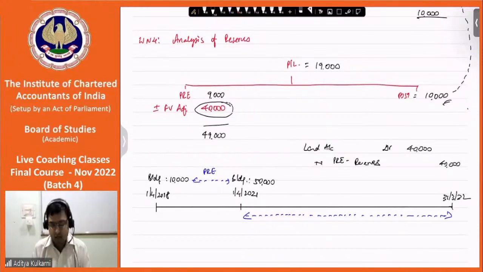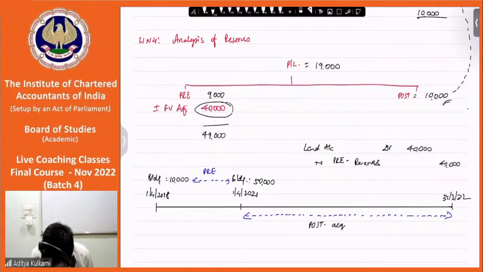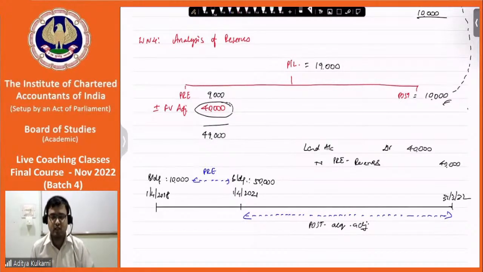And therefore, the depreciation will happen after the revaluation. But the revaluation has happened on the date of acquisition. So the increased depreciation will happen after the date of revaluation, which is nothing but after the date of acquisition. So can I say that the post-acquisition extra depreciation is there? That is a post-acquisition adjustment. Can I say that this is a post-acquisition adjustment? Yes, it is a post-acquisition adjustment.